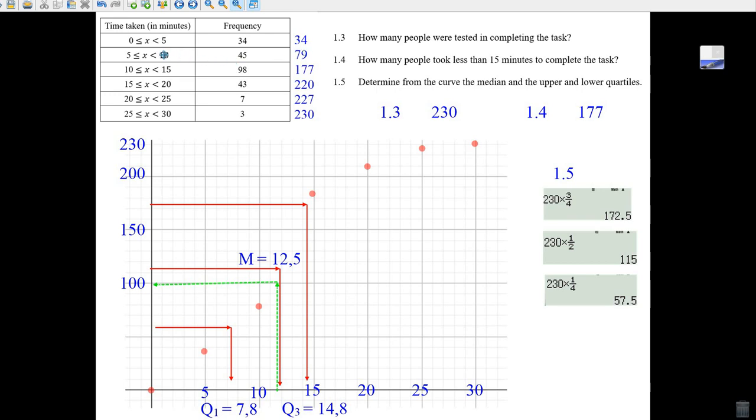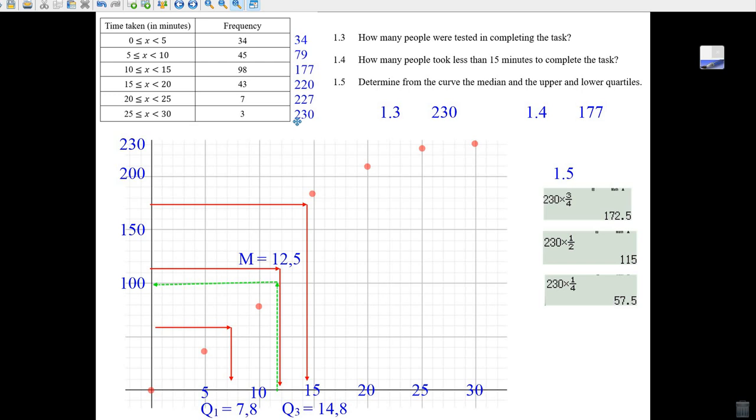So 79 people were less than 10. And then you add 98, the next region between 10 and 15, and that adds up. 79 plus 98 is 177. Then you add 43, then you add 7, then you add 3, and all these numbers add up to 233. So 233 people were part of this survey, this data, whatever. So that's your first marks.